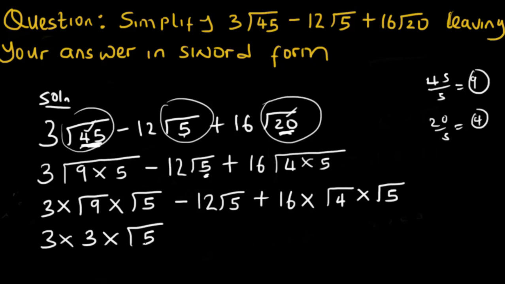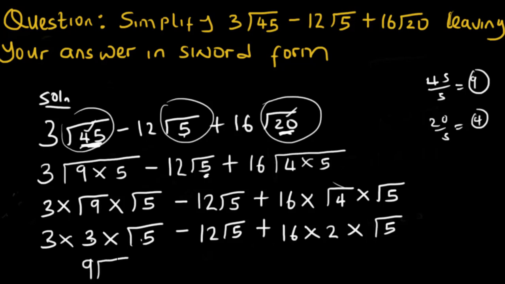5 is not a perfect square. So we have minus 12 root 5 plus 16 times square root of 4, which is 2. So we have 2 times root 5. Do you understand? 3 times 3 is 9. 9 times root 5 is 9 root 5. Minus 12 root 5 plus 16 times 2 is 32. 32 times root 5 is 32 root 5.